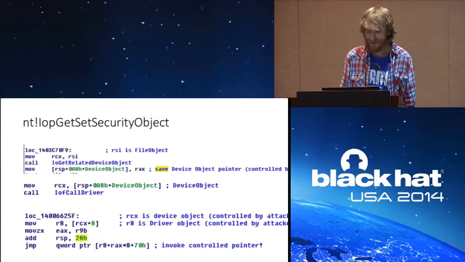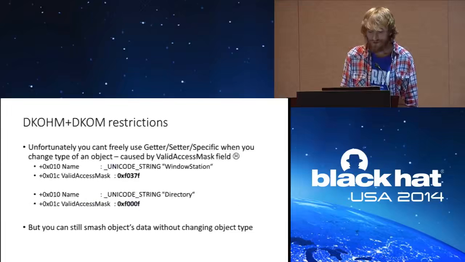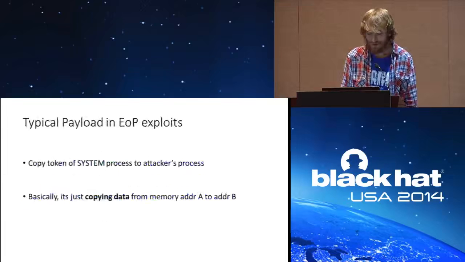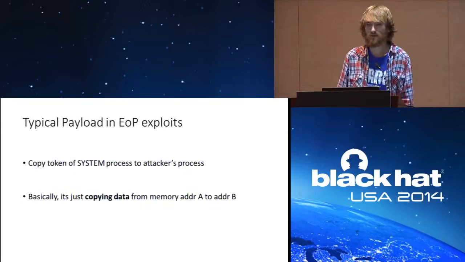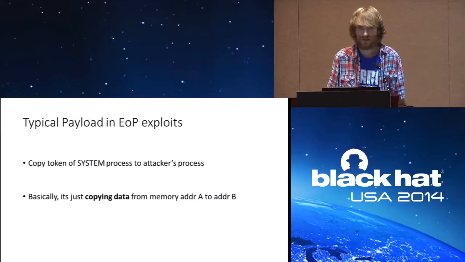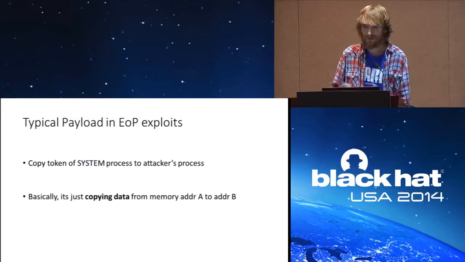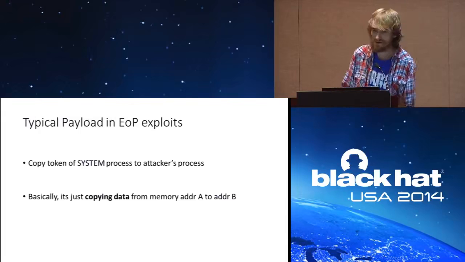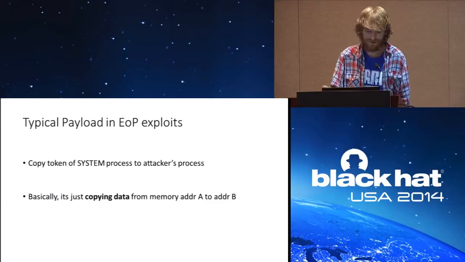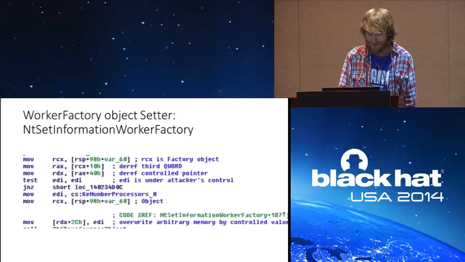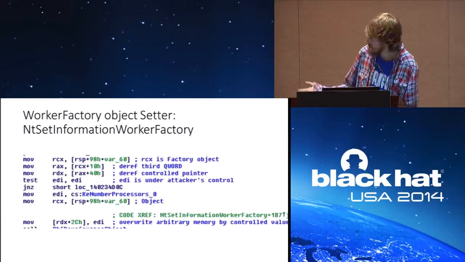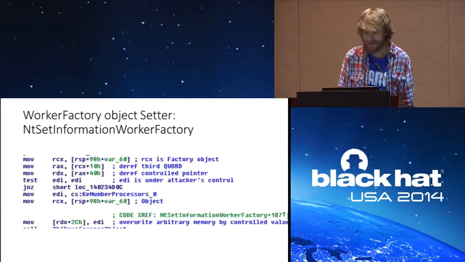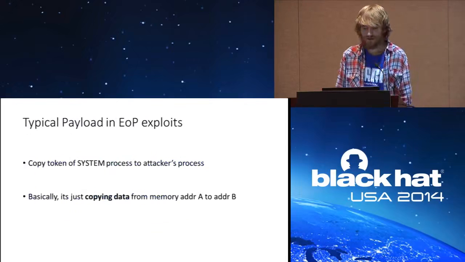is no point to hijack execution flow, if the typical payload of elevation of privilege exploits in Windows is just to copy the token of the system process to the attacker's one, or to the current one. So basically, it's just copying data from memory A to memory B. In fact, it's just one instruction, right? Move memory from A to B. So I thought, when you have these primitives, reading and writing, you can emulate typical shellcode.